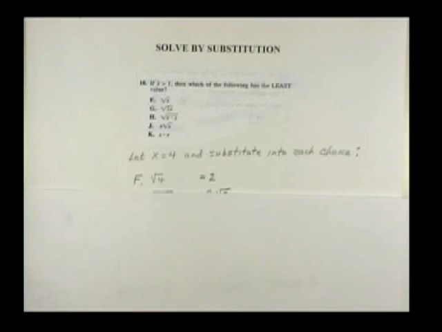In choice F, substituting 4 for x, you end up with 2. In the next one, substitute 4 for x, and you end up with 2 times the square root of 2, which is greater than 2. In choice H, you have the square root of 4 times 4, which is 4, which is the greatest of the 3. In J, by substituting 4 for x, you end up with 4 times the square root of 4, which is 8. In K, you end up with 4 times 4, which is 16. I can now look at these numerical values and see that the least is 2, and that corresponds to choice F.